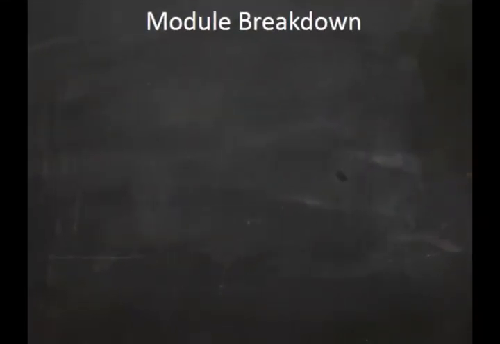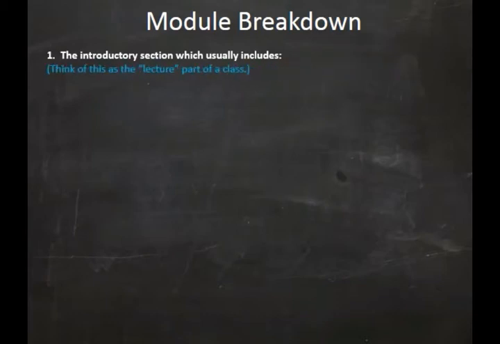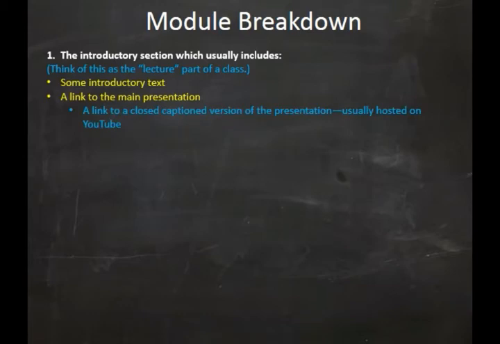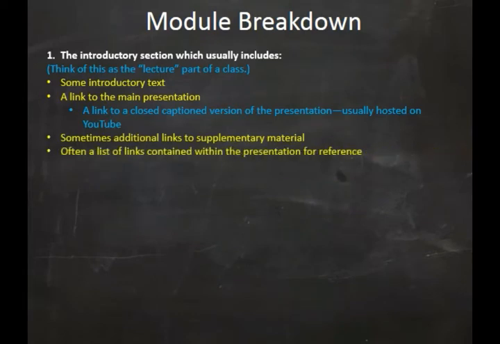Course modules are broken down into 3 major sections. The introductory section, you should think of this as the lecture part of the class. It usually includes some introductory text, a link to the main presentation, a link to a closed caption version of the presentation, usually hosted on YouTube, sometimes additional links to supplementary material, often a list of links contained within the presentation for reference.